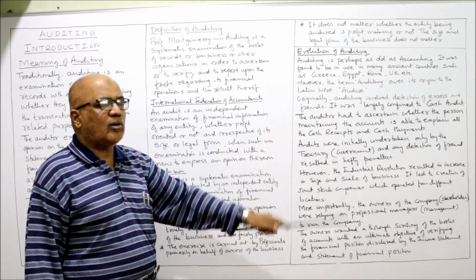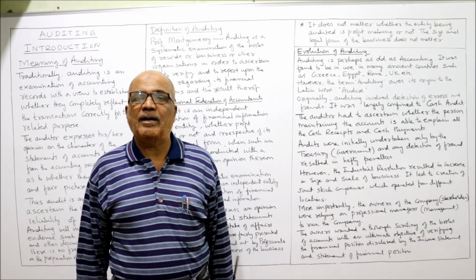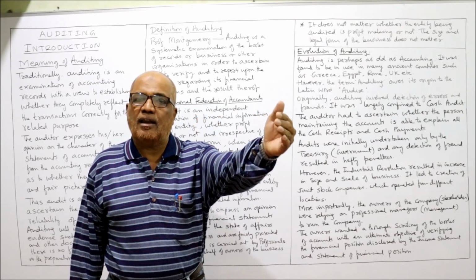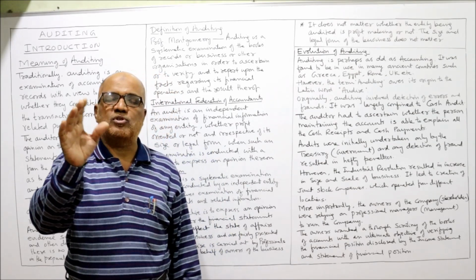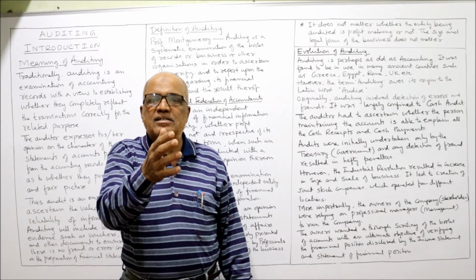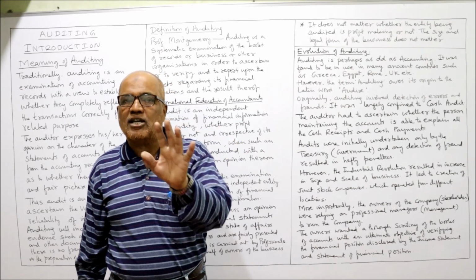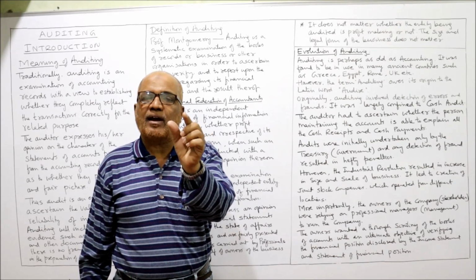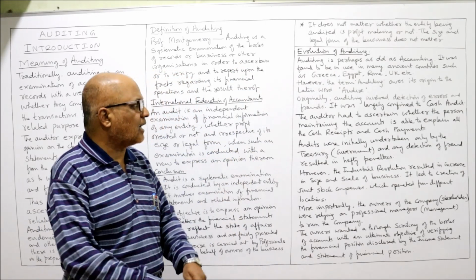It was largely confined to cash audit. That means auditing normally was done by the government, by the treasury, in order to check whether the accountants had correctly recorded the cash receipts and cash payments. That's why in olden times the audit was confined only to cash audit. The person receiving and paying the cash, had he correctly recorded all cash receipts and payments or not? That means the scope of auditing was very small in ancient times.